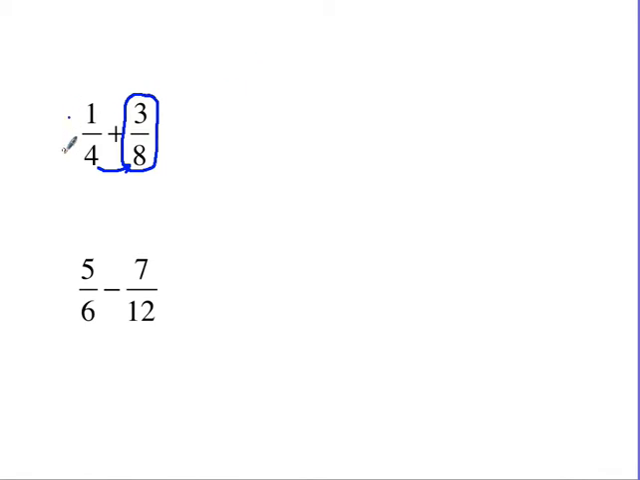So I'm going to go and change this fraction here. I'm going to make it something over 8. Now, to do that, I've just times it by 2. So if I times the top by 2 as well, that will give me 2 over 8. So now when I next come to do the question, instead of doing 1 over 4, I'm going to do 2 over 8. And I'm going to add that to this 3 over 8 that I've not changed.